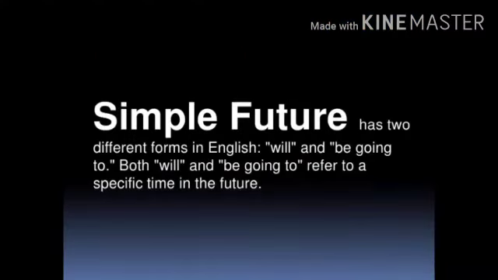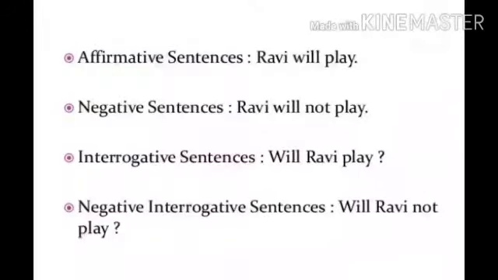One more thing I want to tell you, my dear students, is that simple future has two different forms, will and be going to. It means in place of will, we can also use be going to. It gives the same meaning as will gives. Now come to the examples. As you can see here in the affirmative sentence, the example given is: Ravi will play. Subject plus will plus the base form of the verb, or you can say the first form of the verb, play.